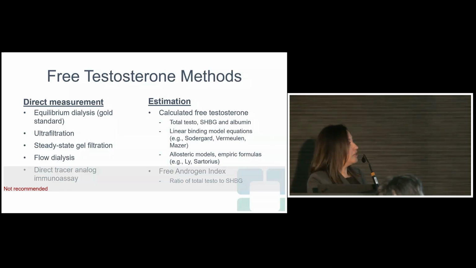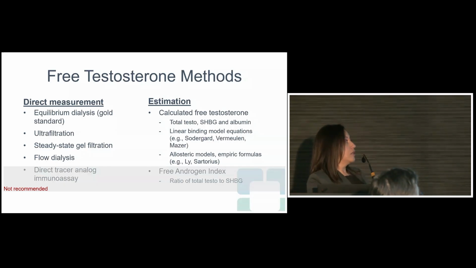As I mentioned early on, there's direct measurement and estimation, and they're equally mentioned in the guidelines, making the note that the gold standard is equilibrium dialysis. There are other approaches to separate the bound and the free forms of testosterone that may also be feasible, but also complex analytically speaking, and naturally an estimation tends to be more straightforward. That is widely recognized, and these calculations include total testosterone, sex hormone binding globulin, and albumin.